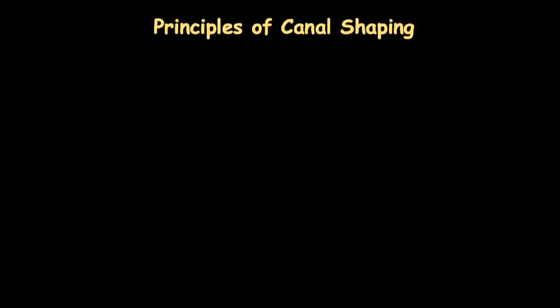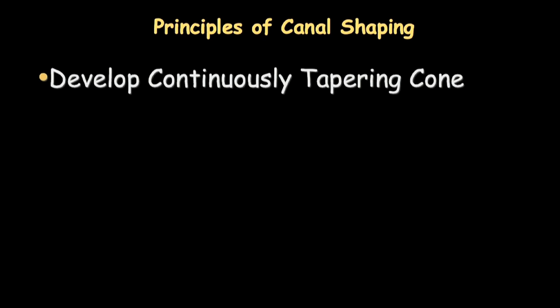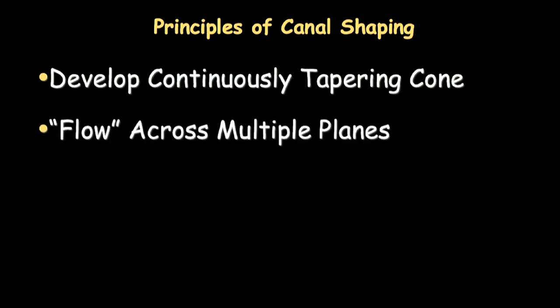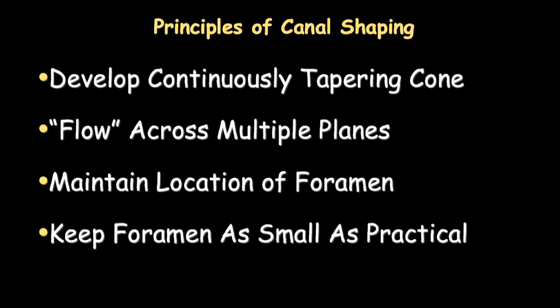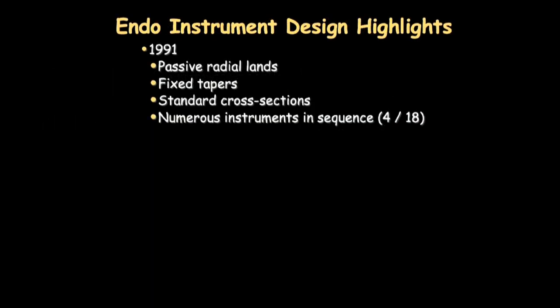So let's review then the principles of canal shaping. And they simply were and are developing a continuously tapering cone. We talked about that earlier. Flow across multiple planes. Maintain the location of the foramen and keep it as small as is practical. So how have we tried to solve this over the years with nickel titanium? Briefly, if you look at the history of nickel titanium, 1991, you can see there's four characteristics. The one that stands out and should stand out is the radial lands. This was a safe way of making shapes, but it wasn't efficient.